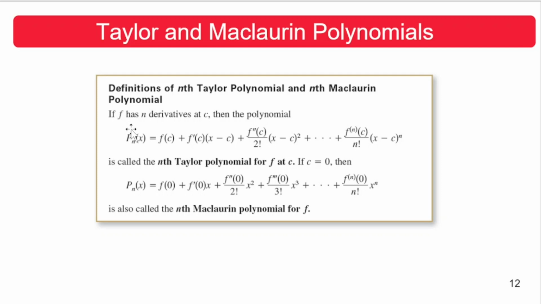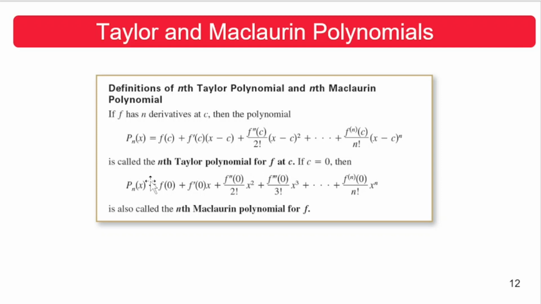So by definition, if f has n derivatives at x equals c, then the polynomial p sub n of x is equal to f of c plus the first derivative of the function at c times x minus c plus the second derivative of f at c over 2 factorial times x minus c to the second power plus, and so on and so forth, up to plus the nth derivative of f at c over n factorial times x minus c to the n power, is called the nth Taylor polynomial for f at c.